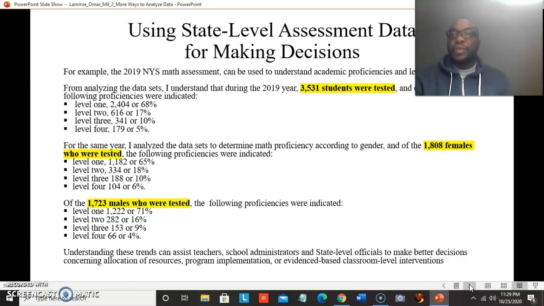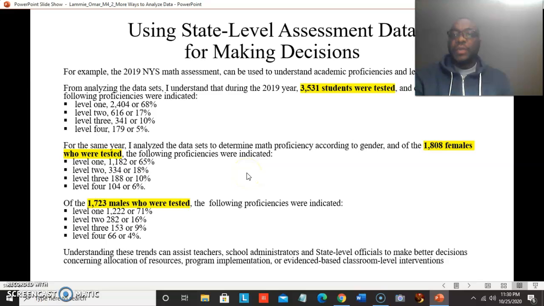of the 3,531 students who did the test overall, in terms of proficiencies, at level 1, 68% of the students were proficient. At level 2, 17%, and you'll see the trends as reflected in the numbers that I have on this section of the PowerPoint.